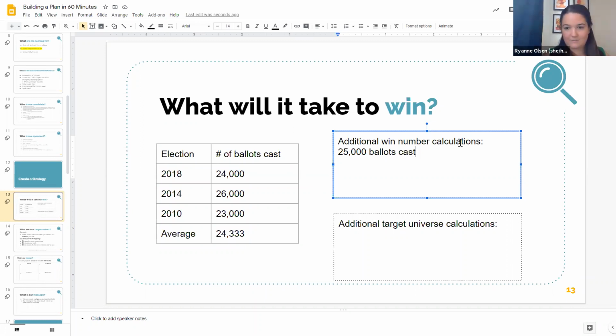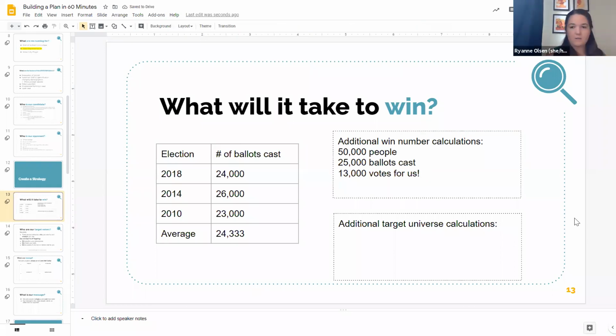So we're going to take these 25,000 ballots cast, because there are 50,000 people in the district. About half the people, or we expect half the people, are going to go vote. When we do that, we anticipate a win number. We need to get 13,000 votes for us. So far, so good?